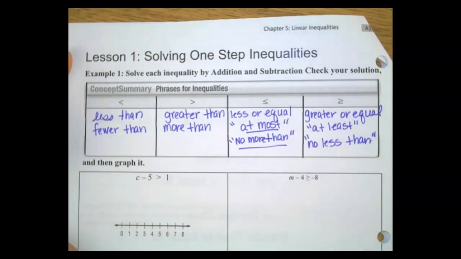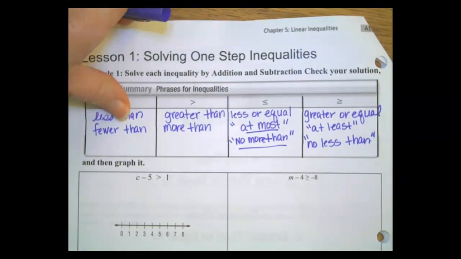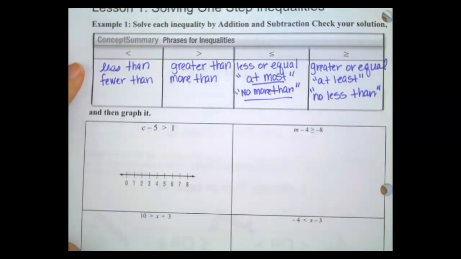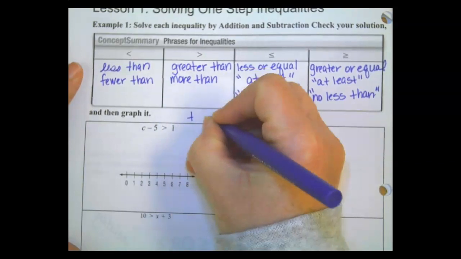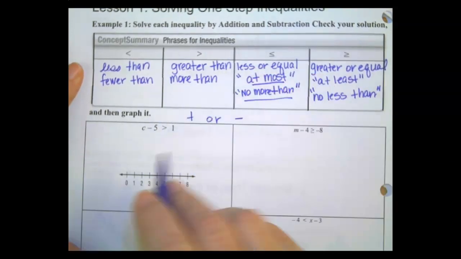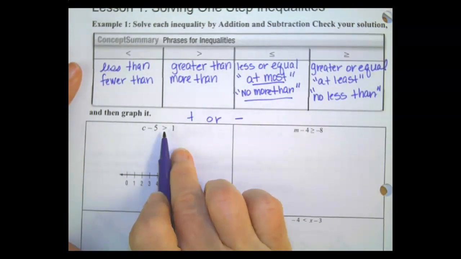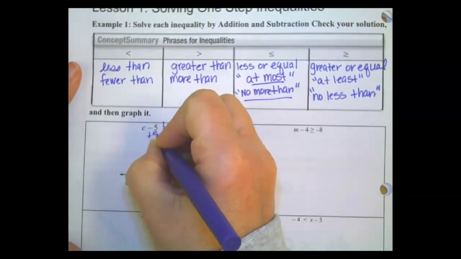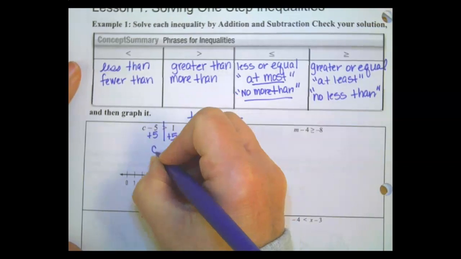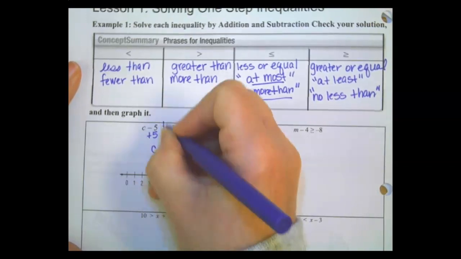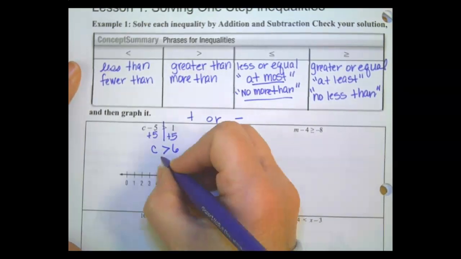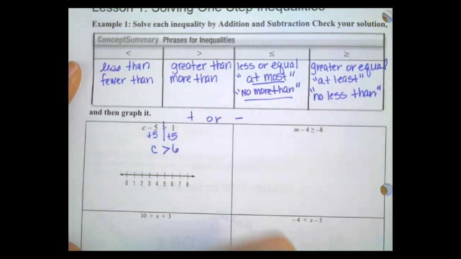All right, this part is super easy, the adding and the subtracting. So this is the adding or subtracting, plus or minus. Think of this as an equal sign. You solve it the same way. So I'm going to add 5 to both sides. C is greater than 6. So you can just bring that sign down. According to my notes, remember, if it doesn't have the equal, it's an open dot on 6.